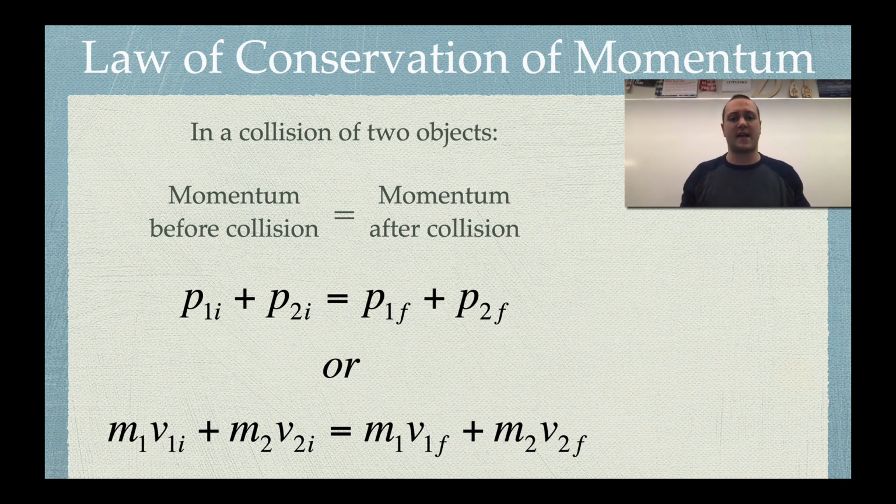We can also break that down as it shows to be m1v1i plus m2v2i for the initial equals m1v1f plus m2v2f on the right-hand side for the final. Because we can then break down momentum into its individual components.